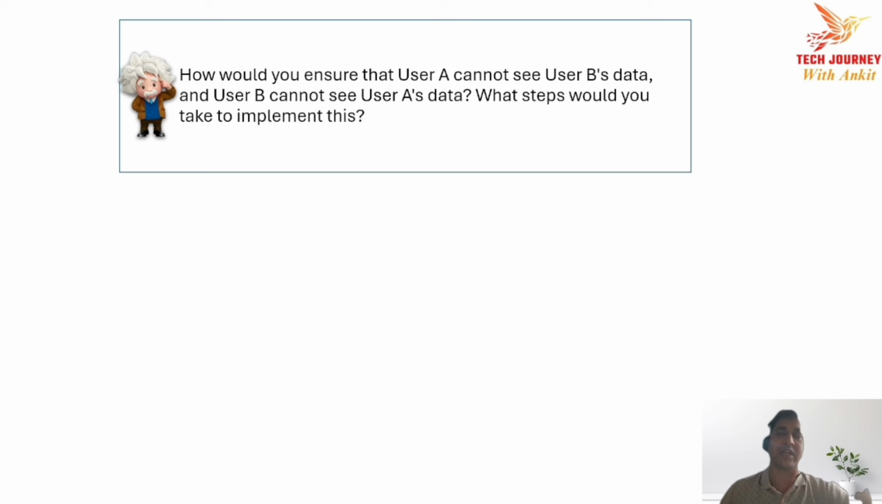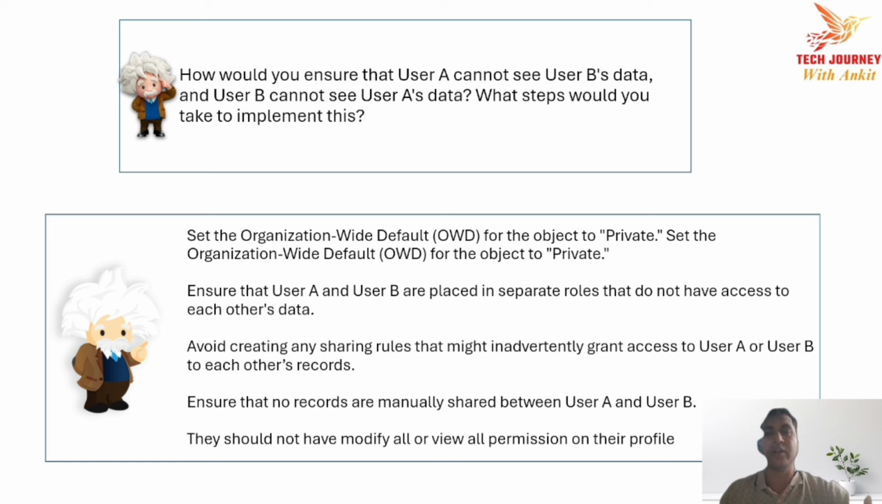Whenever this type of question is asked, make sure that you walk the interviewer through the entire security management module. For example, so that the users cannot see each other's records, first we have to make sure that the OWD setup is private. For whatever object we are talking about, the setup needs to be private at the OWD level. Next, we have to make sure that user A and user B do not fall under the same role hierarchy.